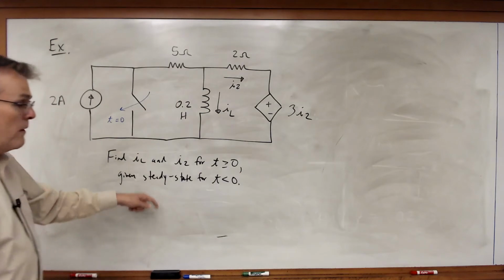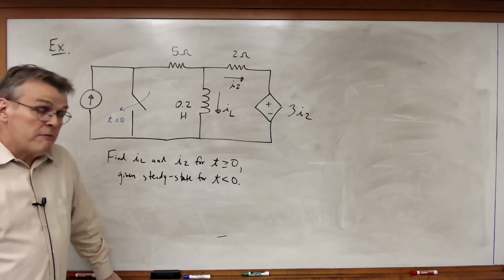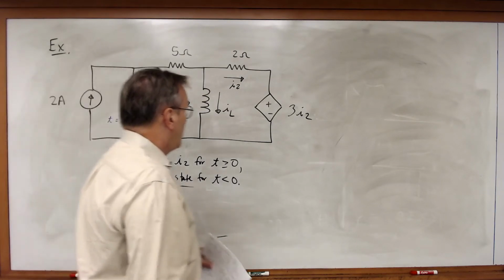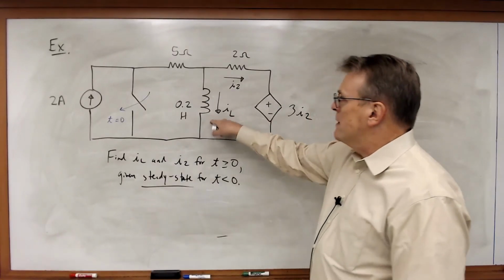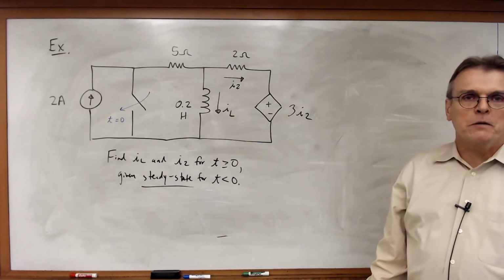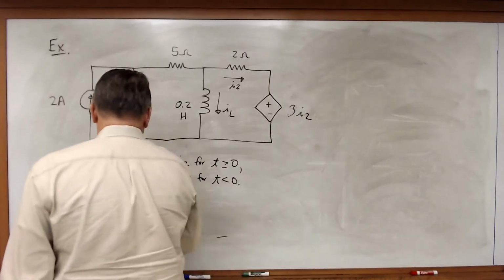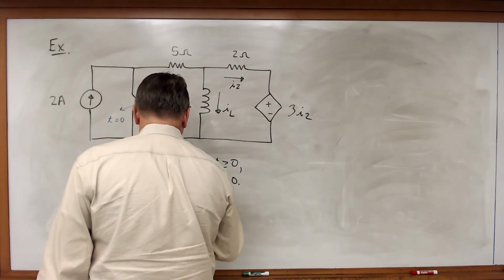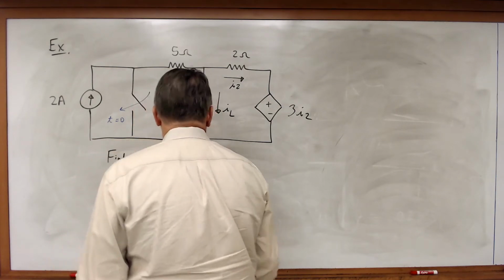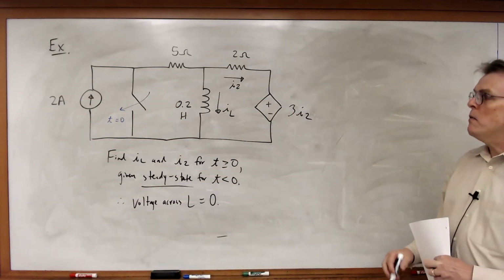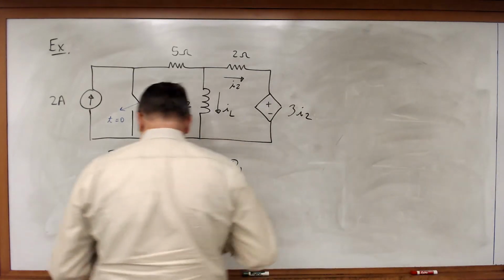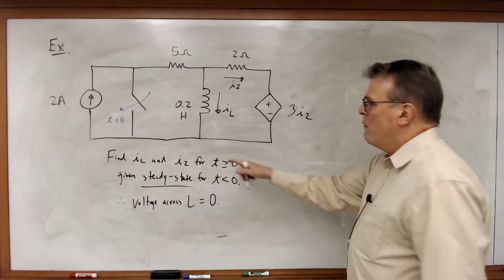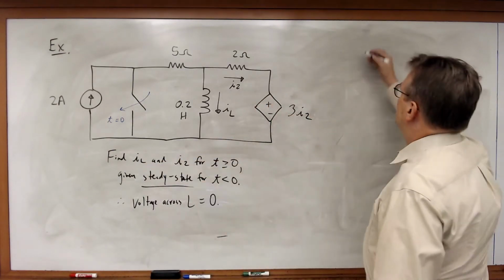So once again, either we have to be told to assume steady state or we have to be told the initial condition, one or the other. In this case, we're assuming steady state, which means once again, we're going to assume that the voltage across the inductor is equal to 0. All right, so what do we have here? Let's go through and calculate this. Once again, we must start by finding I sub L.